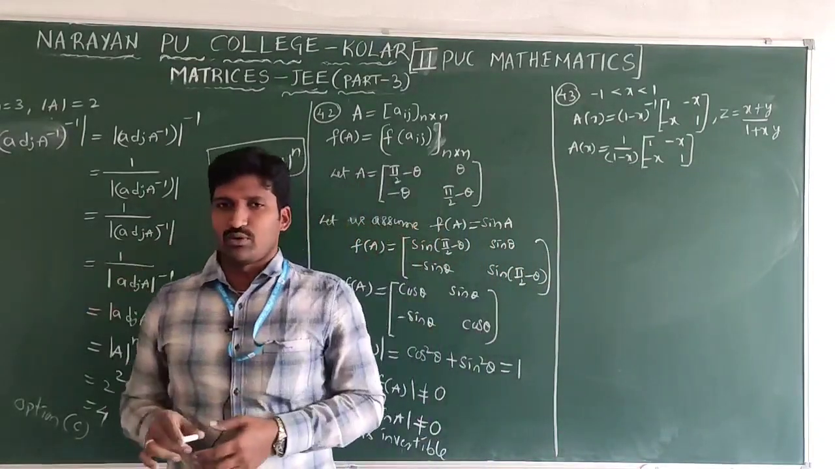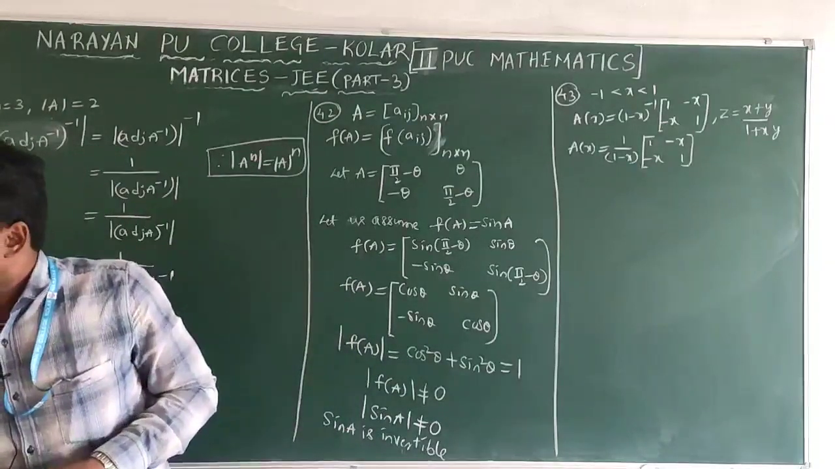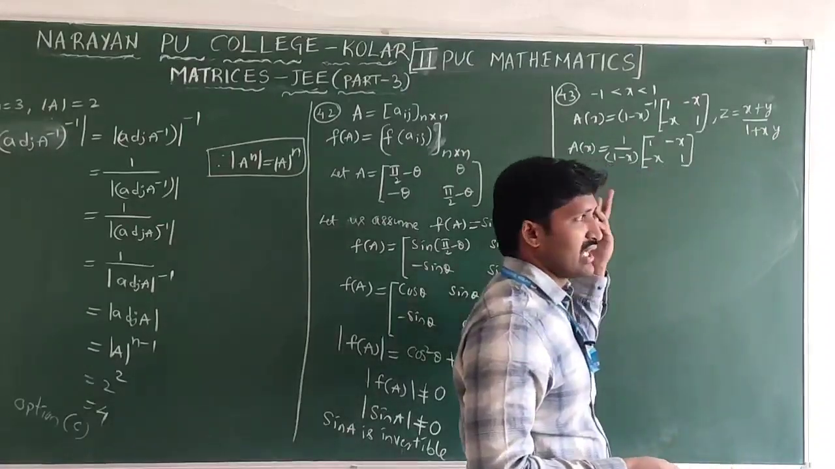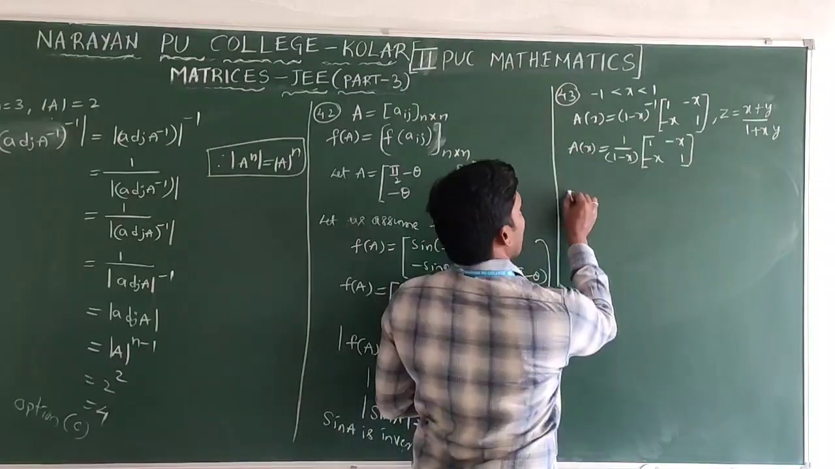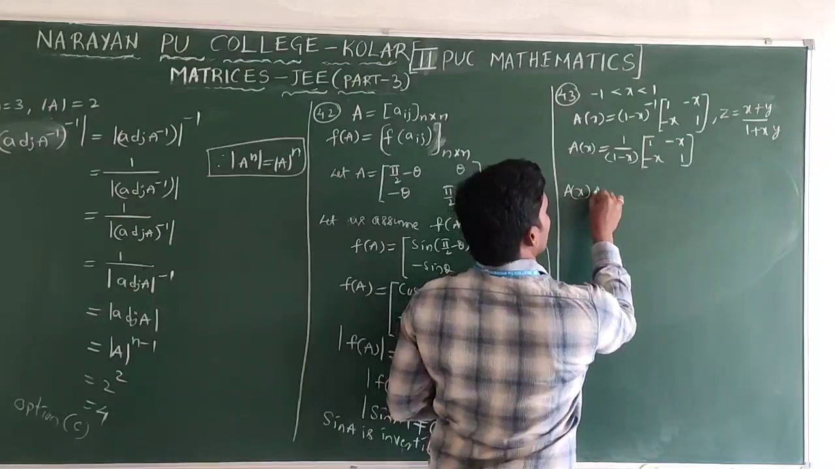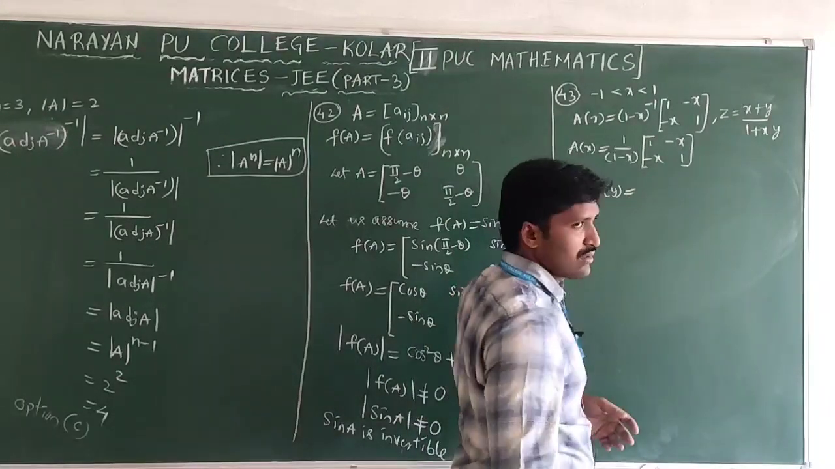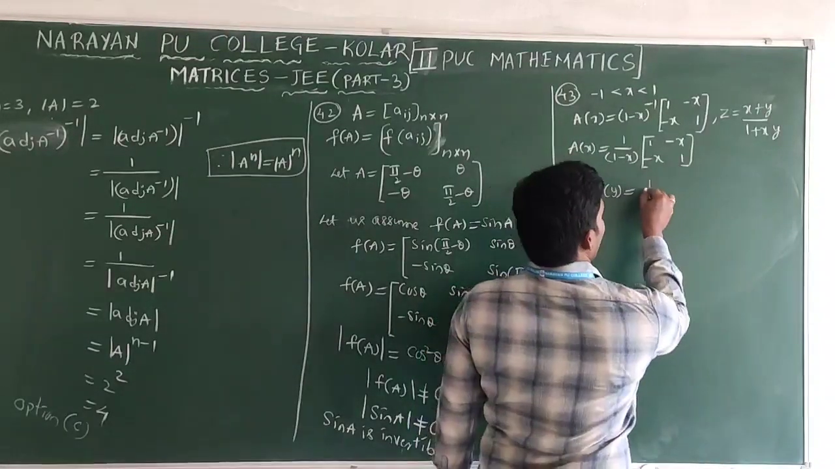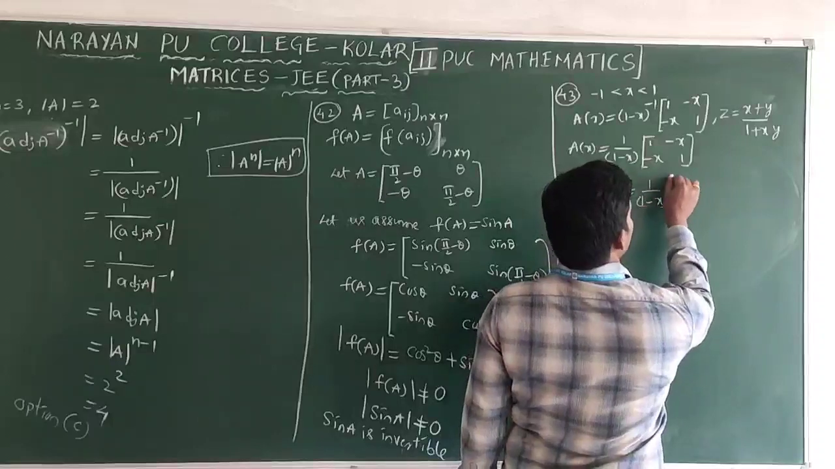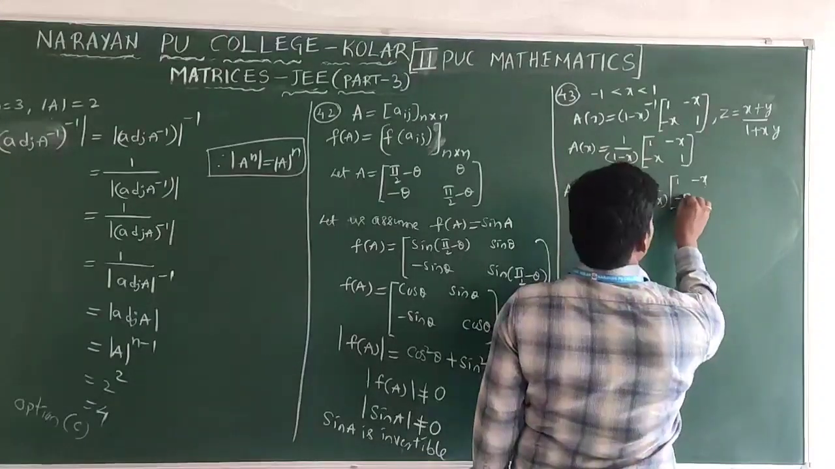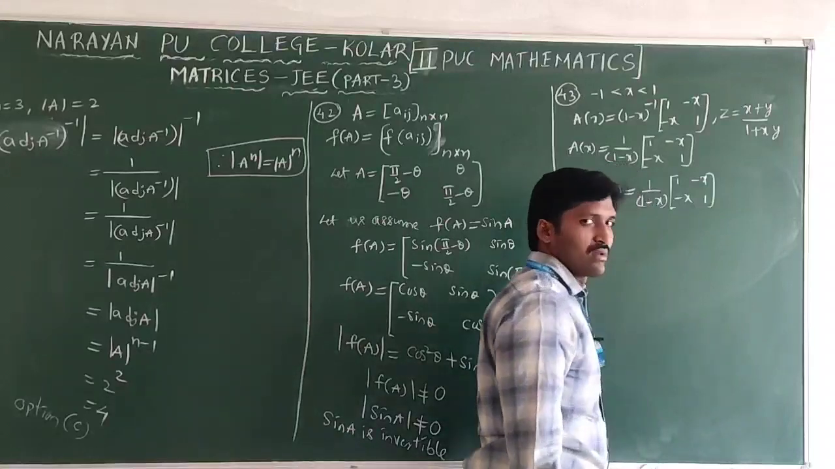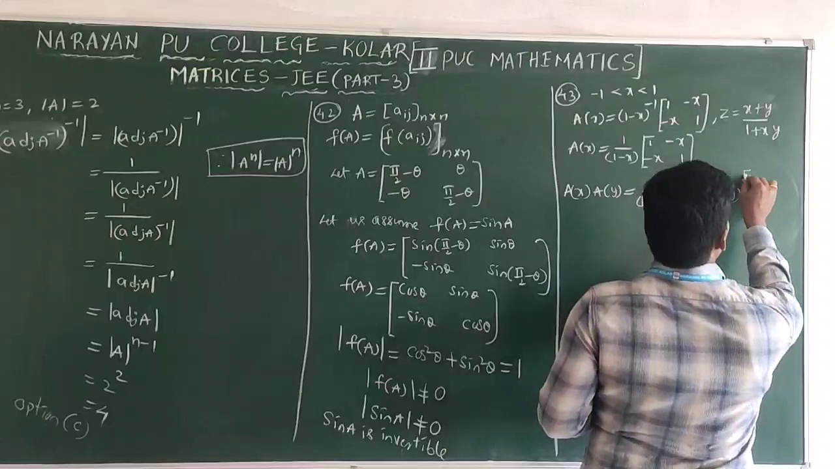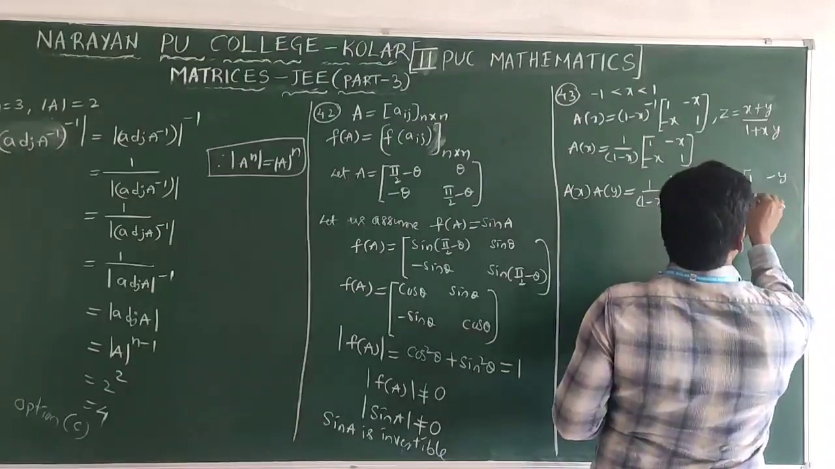Now, if you take the first option only, what is the first option? A of z equal to A of x into A of y. We will verify because directly they have not given anything here. We need to check with the options only. Now I will find A of x into A of y. If you find A of x into A of y, what will you get? A of x means 1 by 1 minus x into the matrix 1 minus x, minus x, 1. Next, into A of y, which means 1 by 1 minus y into the matrix 1 minus y, minus y, 1.